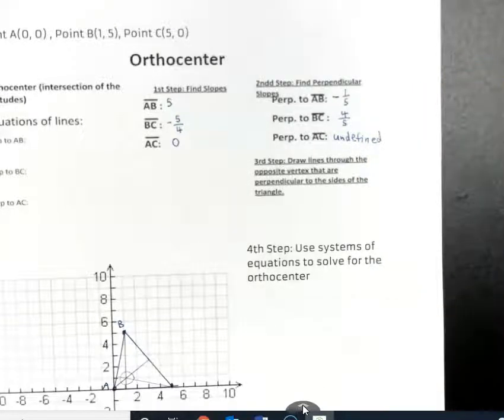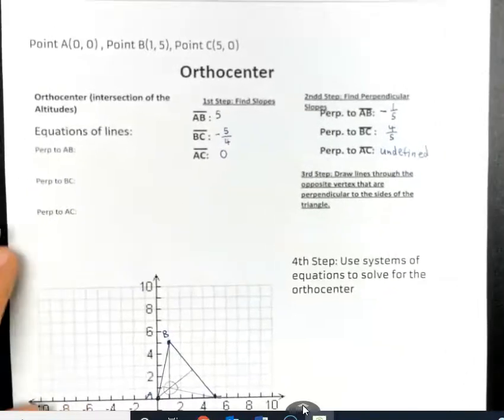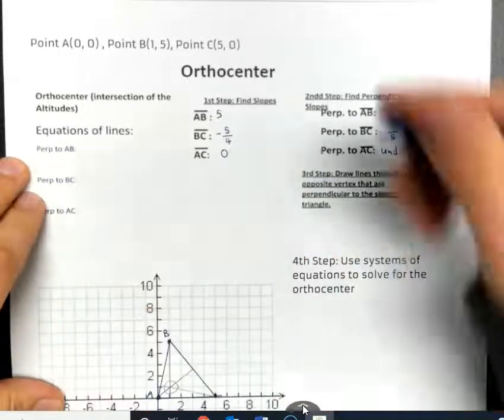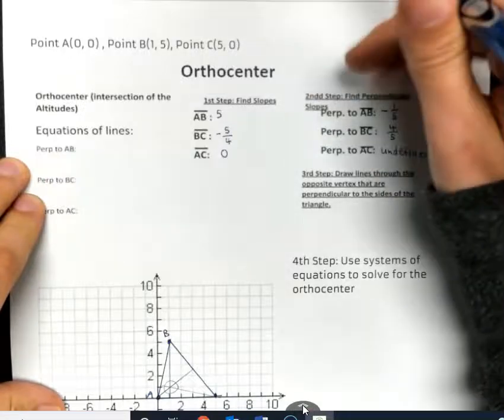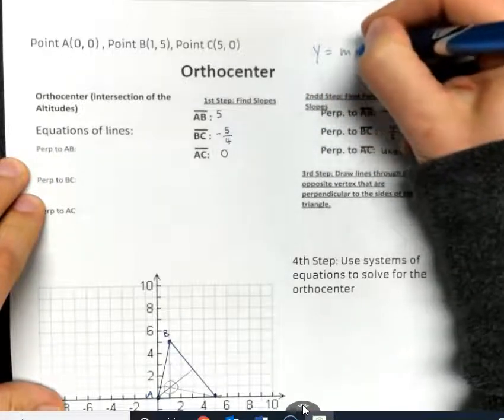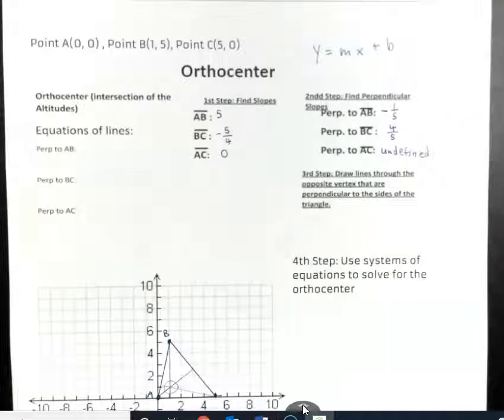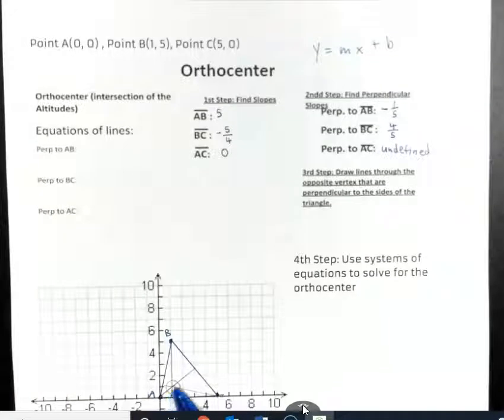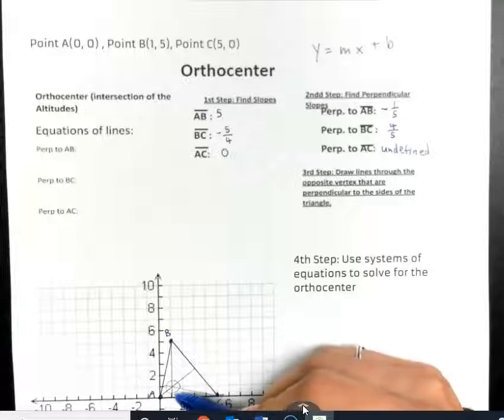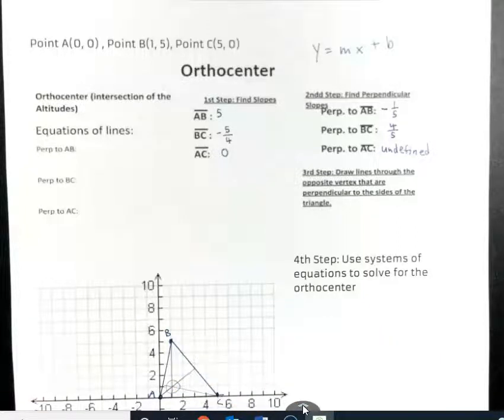And then next we got to write our equations. So for our equations, the equation of a line is going to be y equals mx plus b. Okay? And each line is going to have a point that we already know, because we're trying to get the equation of this line right here. The point I know along this line is point A. The point I know along this line is point C. And the point I know along this line is point B, right?